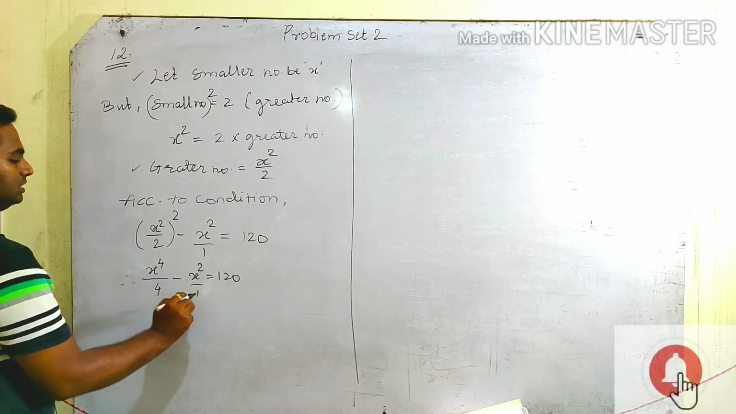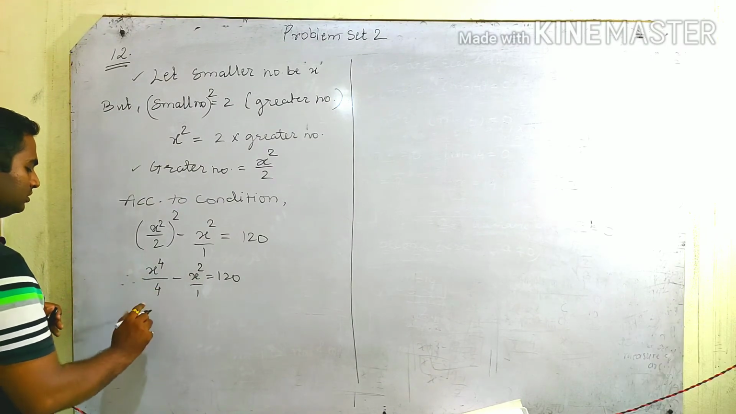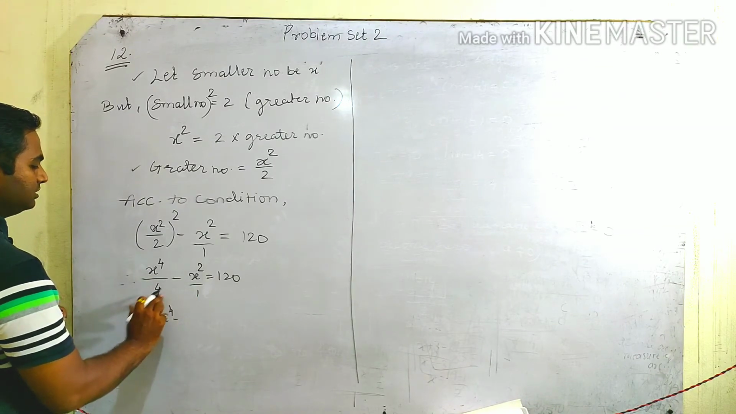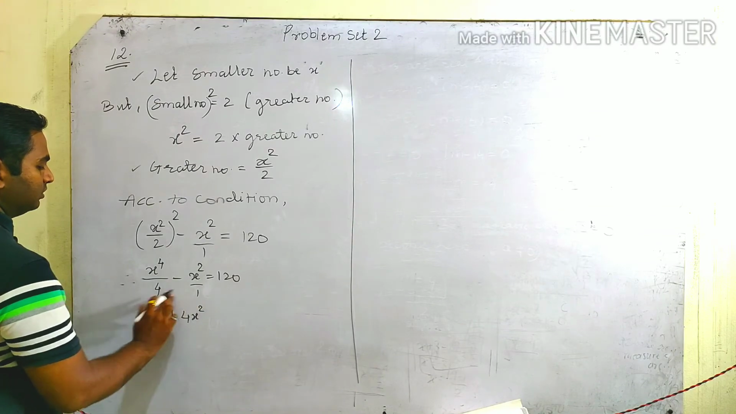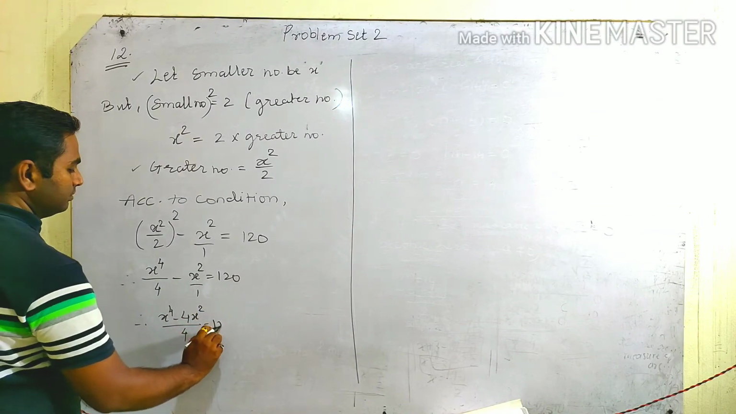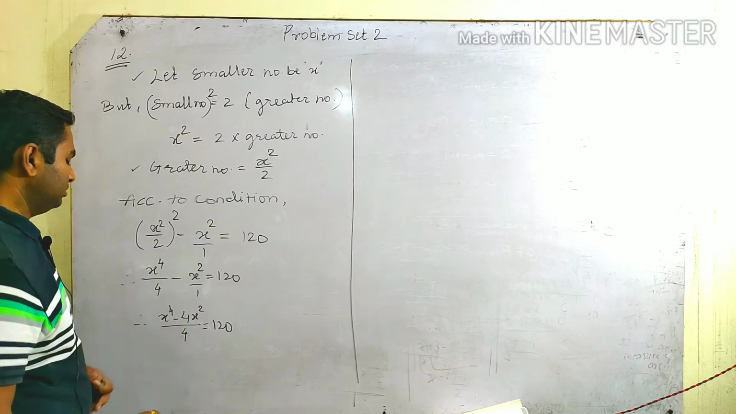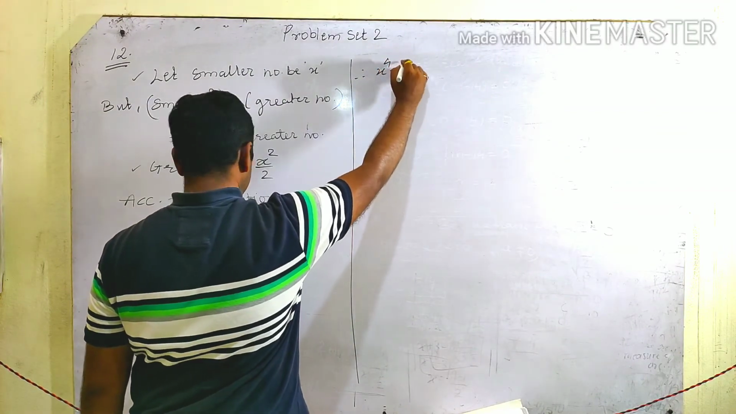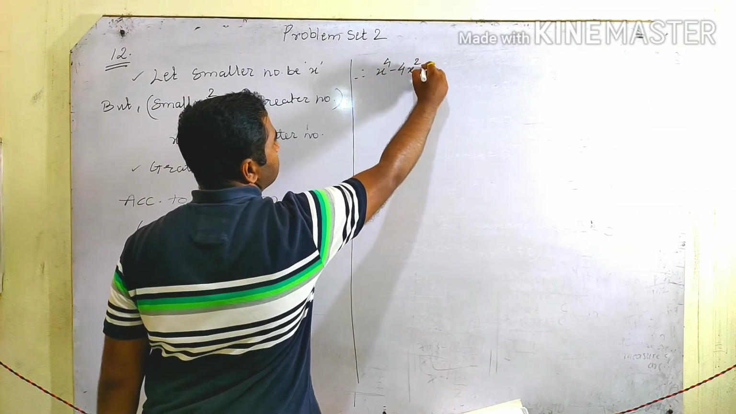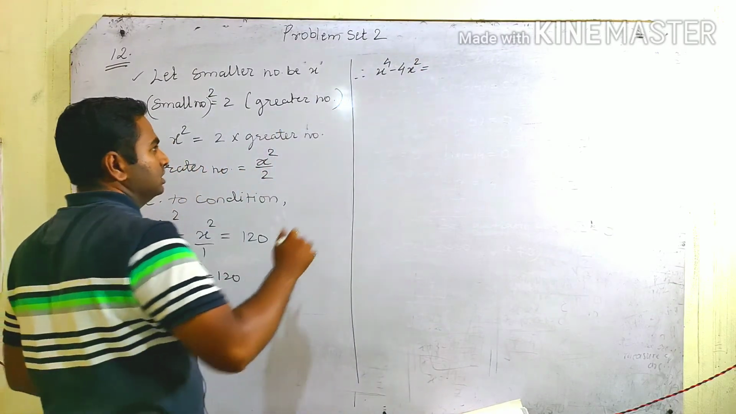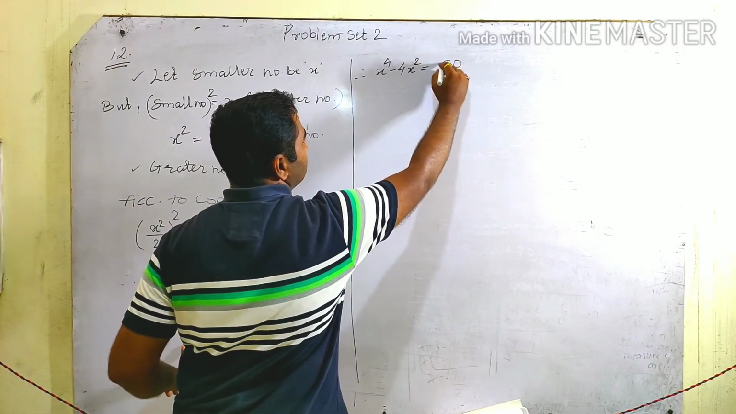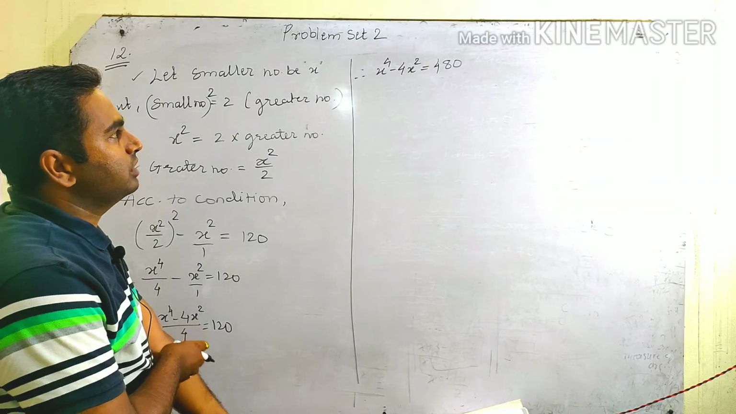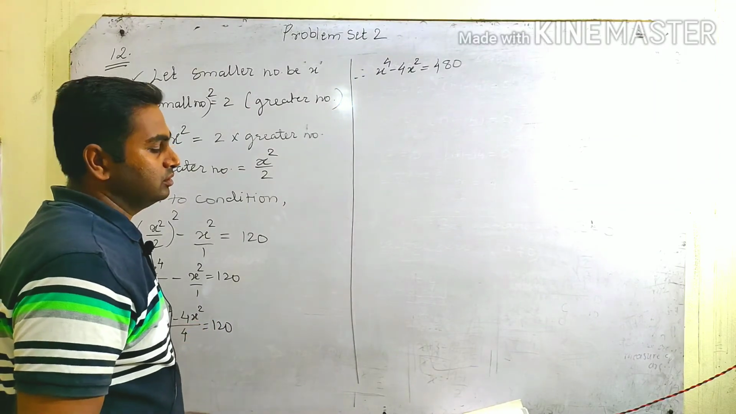Now here there is no denominator, so we take 1. We cross multiply, taking the LCM, that is, making the same denominator. 1 multiply x raised to 4 minus 4 multiply x square, and 4 1s are 4, is equal to 120. Now we multiply this 4 to the other side, so we get x raised to 4 minus 4x square is equal to 120 multiply 4. 4 zeros are 0, 4 2s are 8 and 4 1s are 4. So we get x raised to 4 minus 4x square is equal to 480.